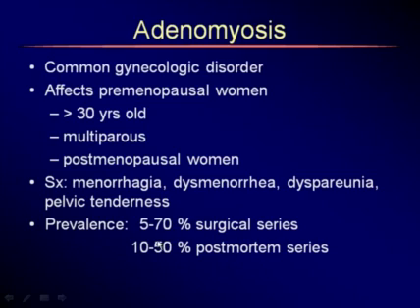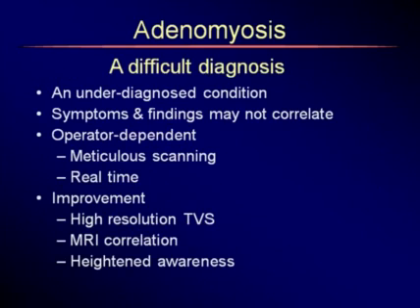When you look at pathologic specimens, very often there will be a line saying adenomyosis present. So it can be present in small amounts or larger amounts. It's quite prevalent. It's a difficult diagnosis for us to make. It's an underdiagnosed condition in women. We are more and more aware of this and looking for better ways of diagnosing this.